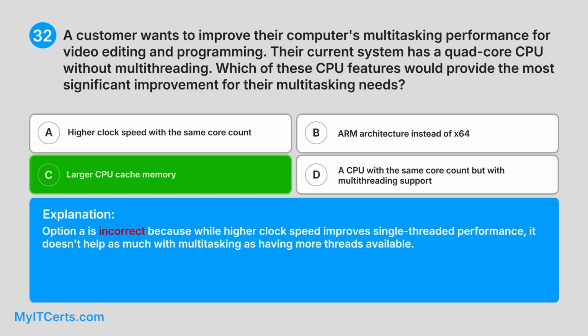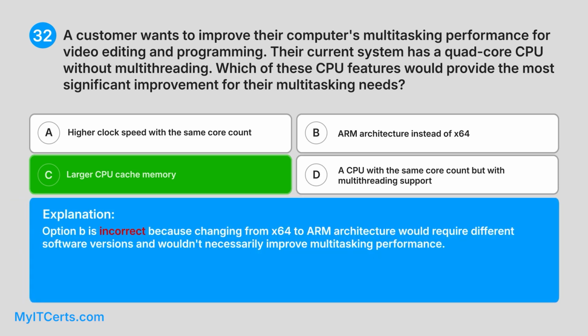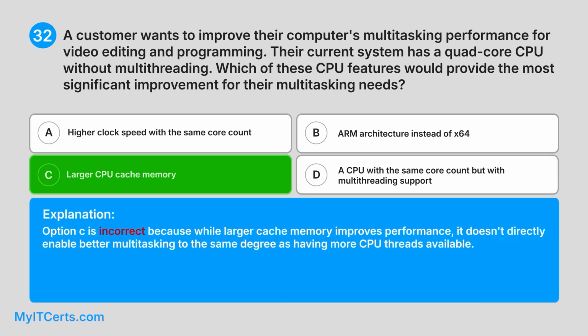Option A, higher clock speed with the same core count, is incorrect because while higher clock speed improves single-threaded performance, it doesn't help as much with multitasking as having more threads available. Option B, ARM architecture instead of x64, is incorrect because changing from x64 to ARM architecture would require different software versions and wouldn't necessarily improve multitasking performance. Option C, larger CPU cache memory, is incorrect because while larger cache memory improves performance, it doesn't directly enable better multitasking to the same degree as having more CPU threads available.